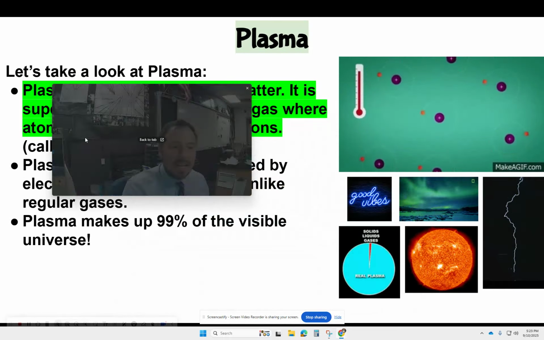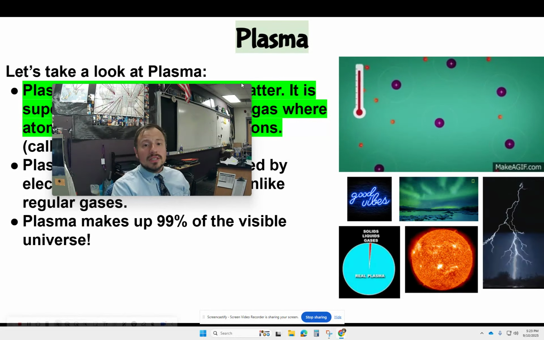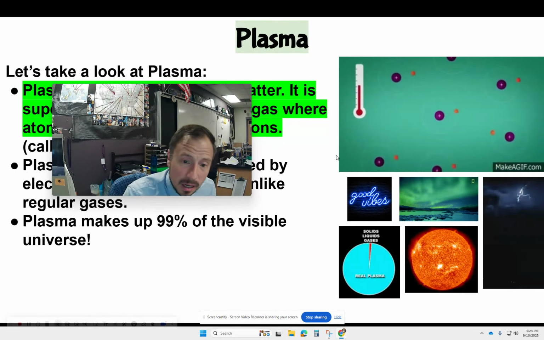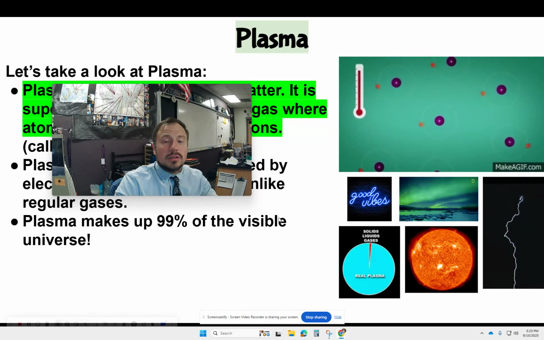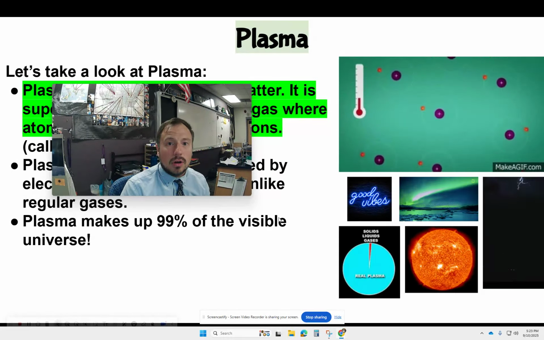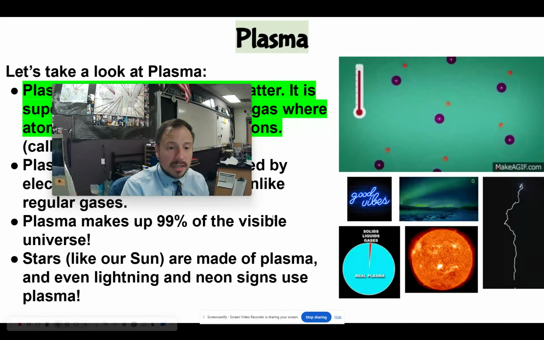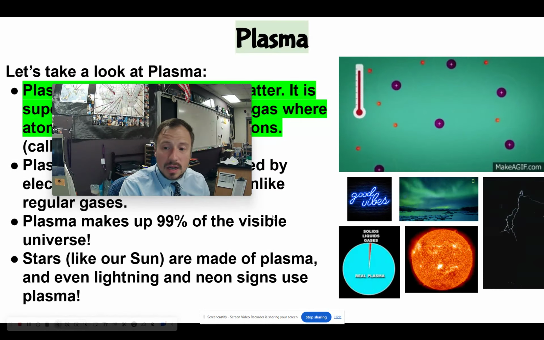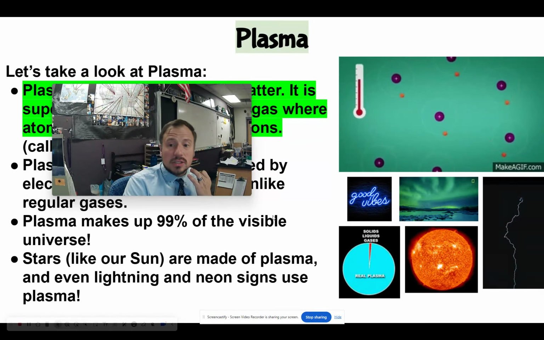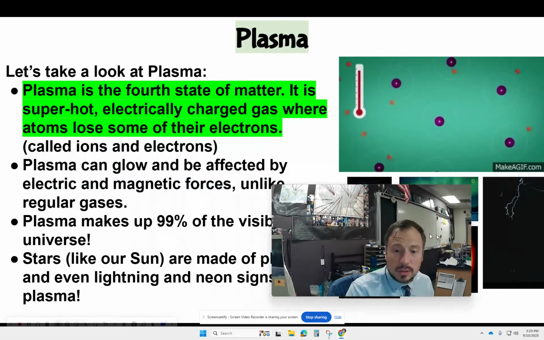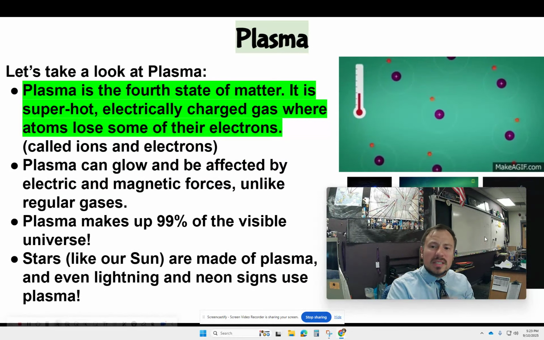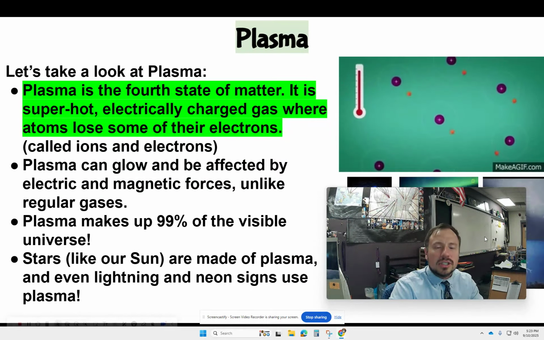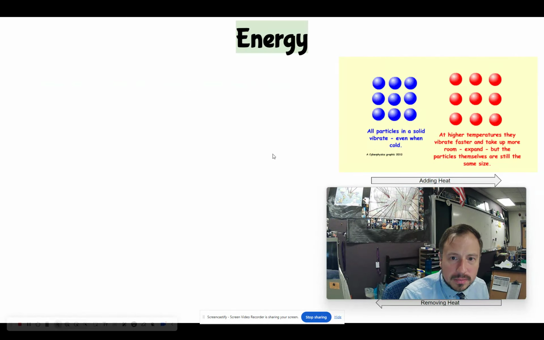Plasma makes up 99% of the visible universe. It is the most common state of matter because stars are plasma. They're superheated gases. Stars like our sun are made of plasma. Lightning and neon signs use plasma. So yeah, it is the most common. It's that fourth state of matter. You just keep adding energy, and eventually you are going to get plasma.